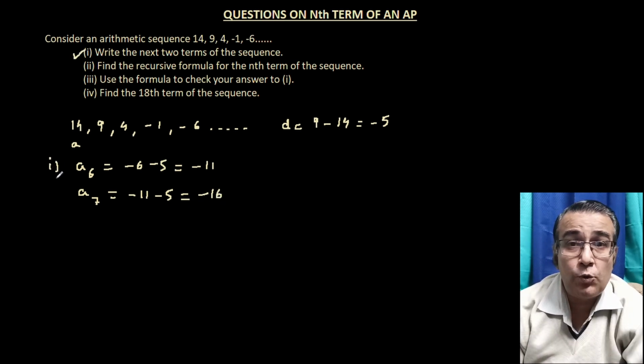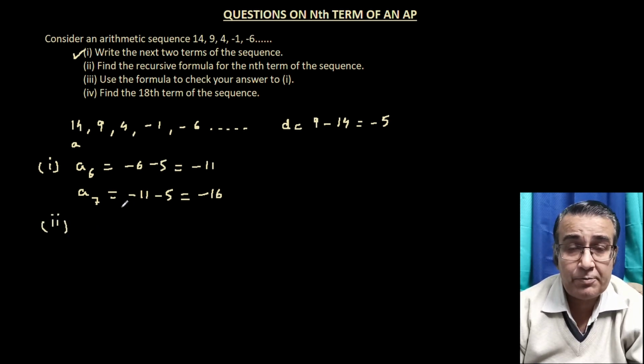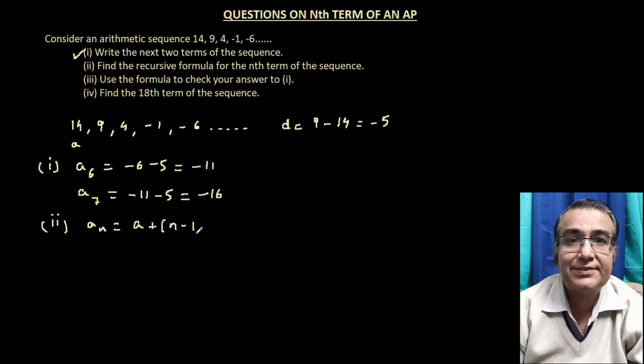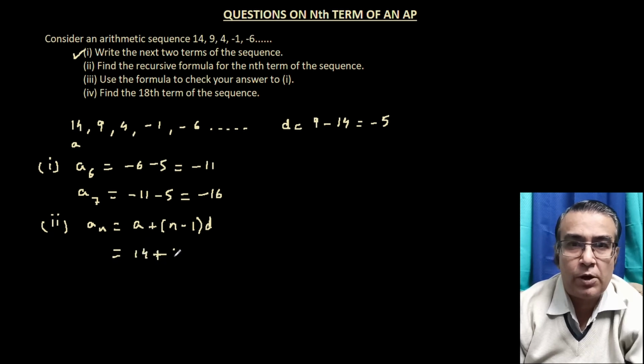Let's come to part 2, in which we have to find the recursive formula of the sequence. So let's start by writing the formula for the nth term of an arithmetic progression or a sequence, which is an, or we can also say Tn, which is the nth term, is equal to A, the first term, plus n minus 1 times D, the common difference. So let's substitute the values. We know that the first term A is 14 plus n minus 1, we don't know what n is, so let it remain n minus 1, and the common difference is -5.